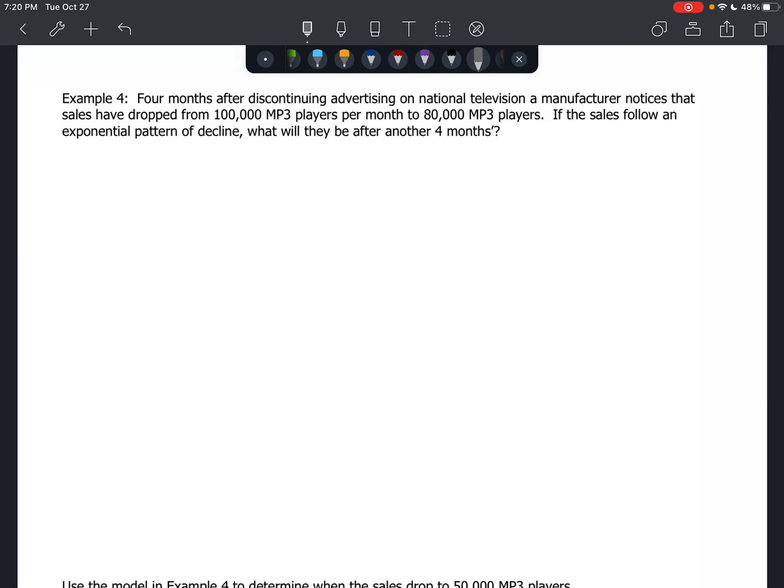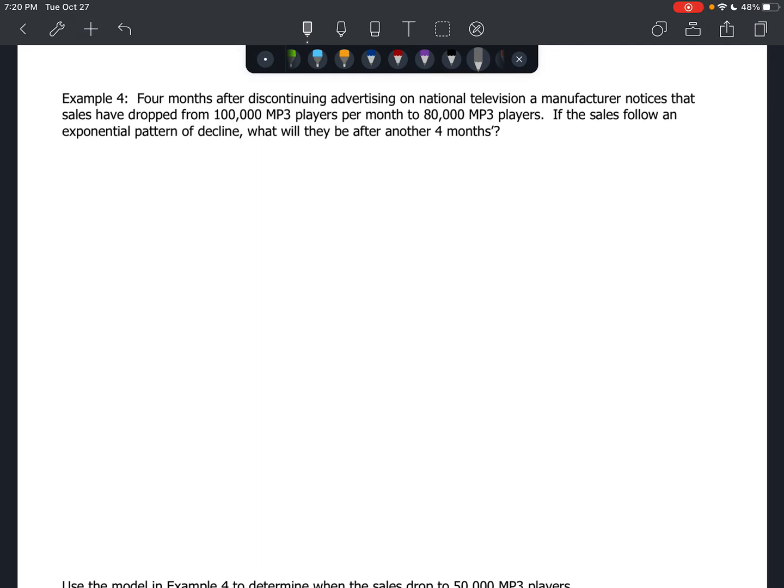In this application, we're going to be dealing with a financial situation where we want to see what happens with sales. 4 months after discontinuing advertising on national television, a manufacturer notices that sales have dropped from 100,000 MP3 players per month to 80,000 MP3 players per month. If the sales follow an exponential pattern of decline, what will they be after another 4 months?